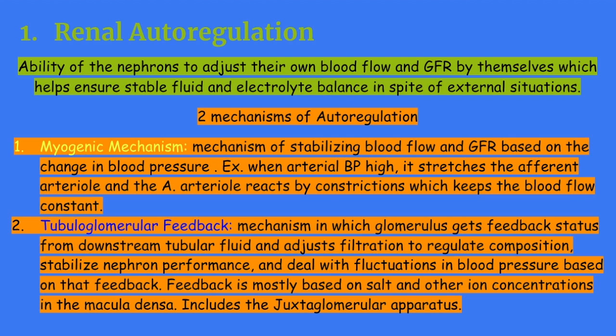The second mechanism of autoregulation is the tubuloglomerular feedback mechanism, in which the glomerulus gets feedback from downstream tubular fluid and adjusts filtration to regulate composition, stabilize nephron performance, and deal with fluctuations in blood pressure. This feedback is mostly based on salt and other ion concentrations in the macula densa. We'll talk about the macula densa later. The tubuloglomerular feedback includes the juxtaglomerular apparatus. Let's move over to the ThinkPad to understand the juxtaglomerular apparatus.